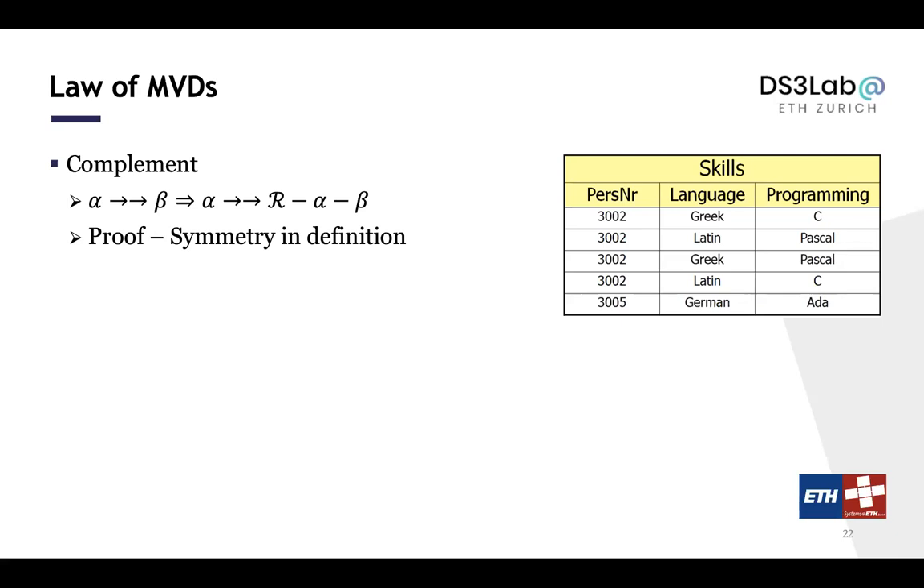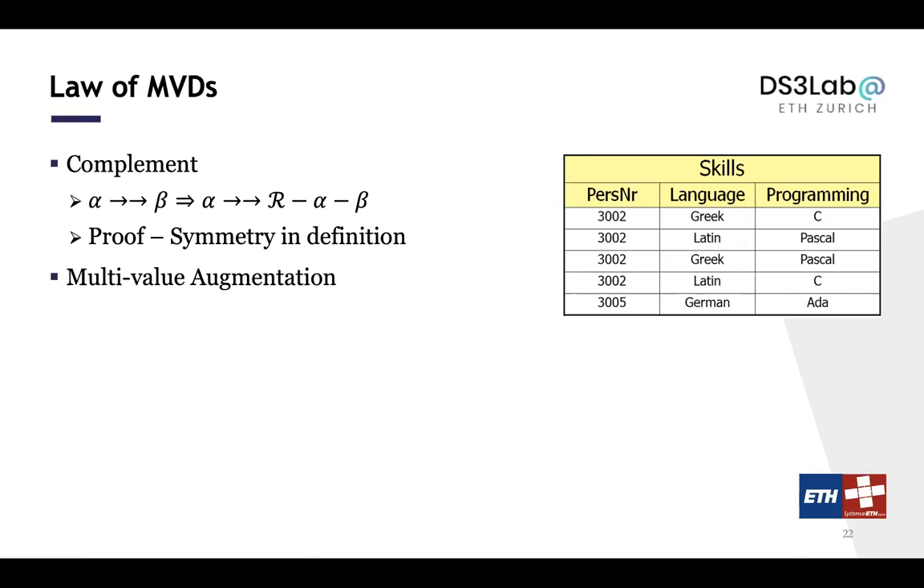Okay, the proof. Similarly in this one, whenever you have an MVD from person number to language, you will also have the MVD from person number to the rest of the attributes, which is programming. Okay, so these two always come side by side.